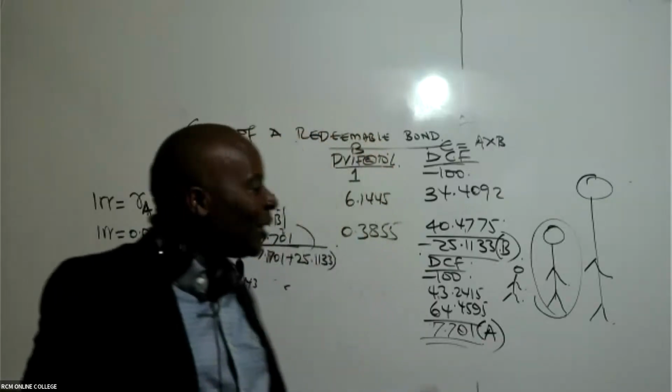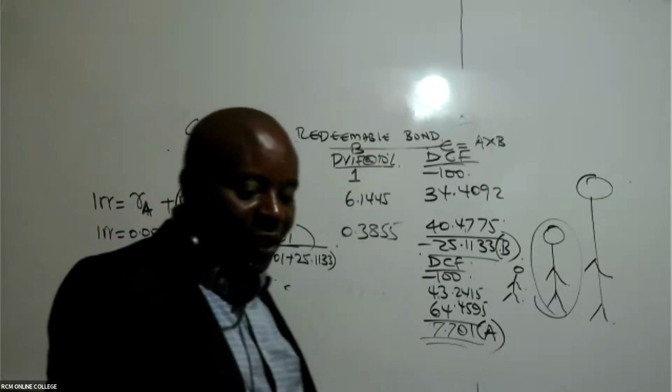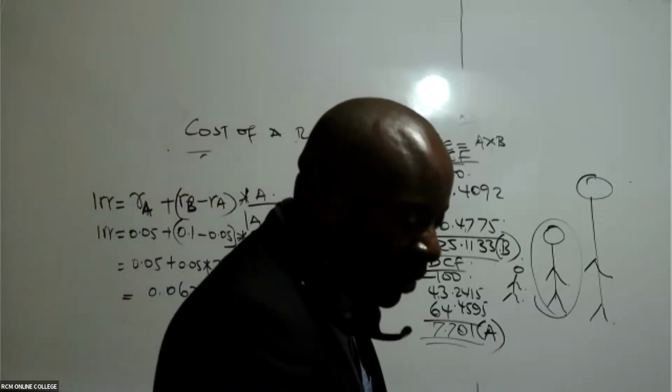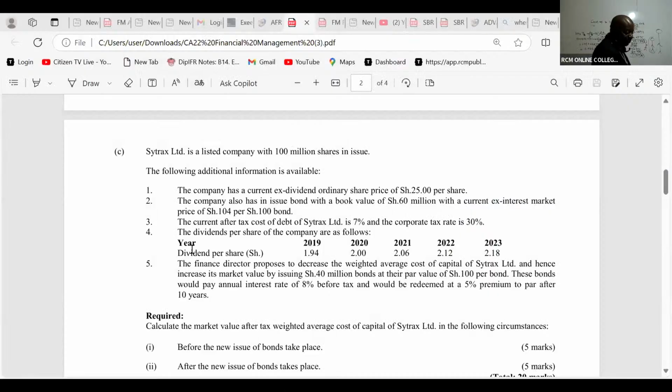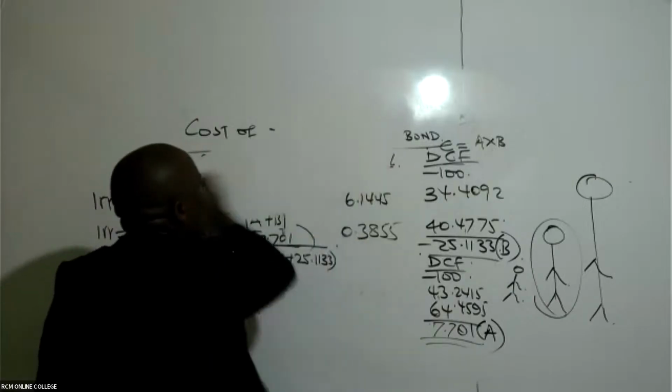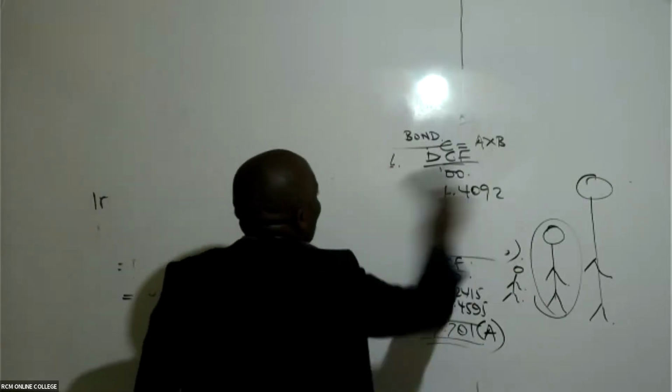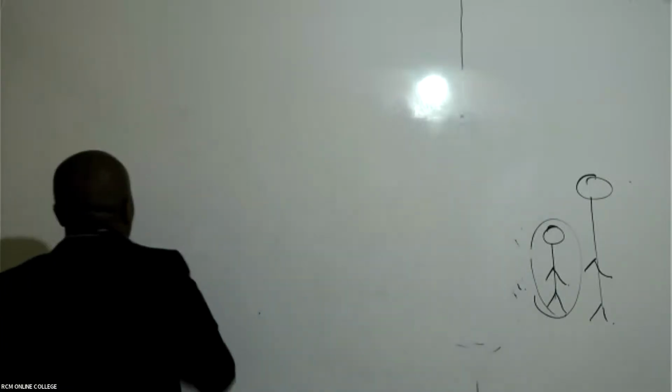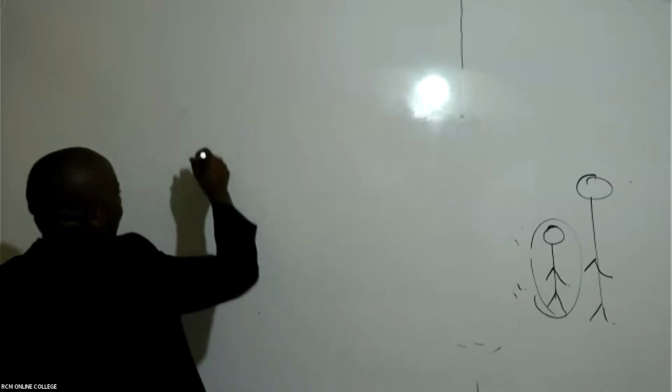All right. So this is okay, but remember what they want us to do. This examiner was a great examiner. What this examiner wanted my students to do was to calculate the WACC in the following circumstances, after the issue of the bond. I love this, because now I'm going to have two debt instruments.